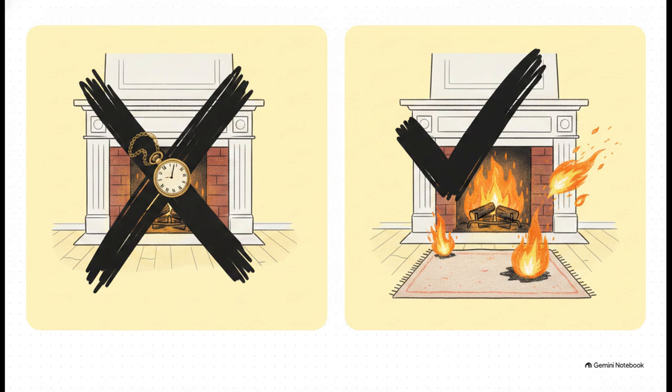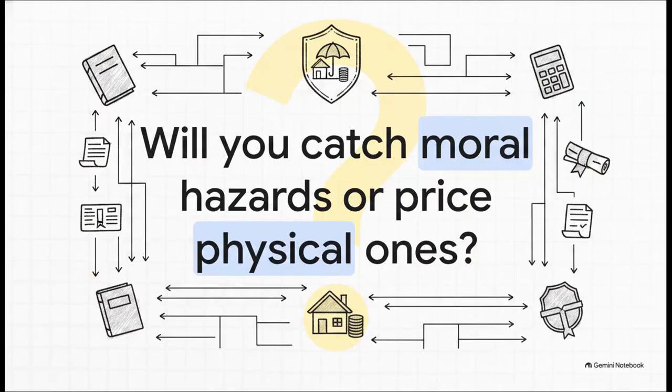But if a spark flies out of that fireplace and ignites your expensive living room rug, it has escaped its receptacle. It's now a hostile fire, and the resulting damage to your rug is fully covered. So as we wrap up this explainer and you head toward your exam, ask yourself one big picture question. Will you be the broker who catches the moral hazard or the underwriter who prices the physical one?